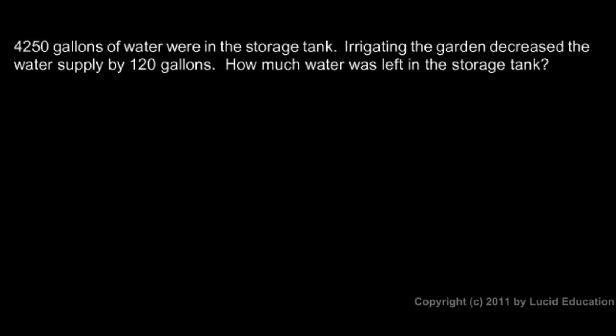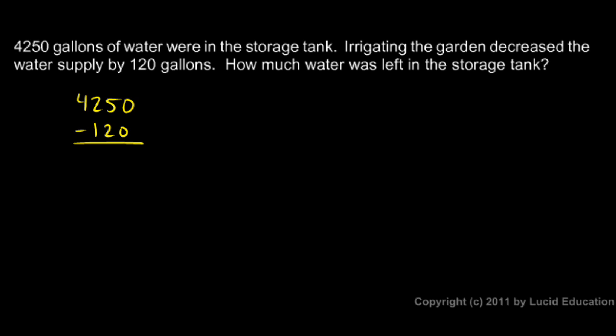In this example, we're told that 4,250 gallons of water were in the storage tank. Irrigating the garden decreased the water supply by 120 gallons. How much water was left in the storage tank? Well, we see the words here, decreased the water supply by 120 gallons. Those words tell us that we need to take the original amount, 4,250, and decrease it by 120 gallons, or we take 120 gallons away from the original 4,250. So based on the statements here in the problem, we figure out that we need to subtract.